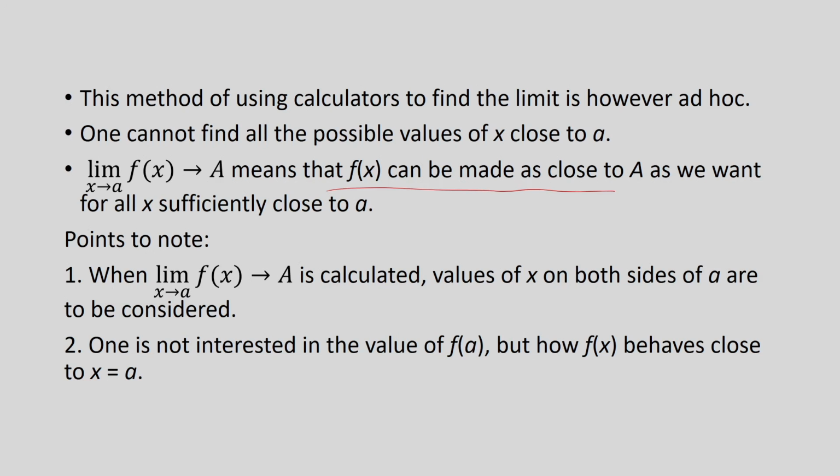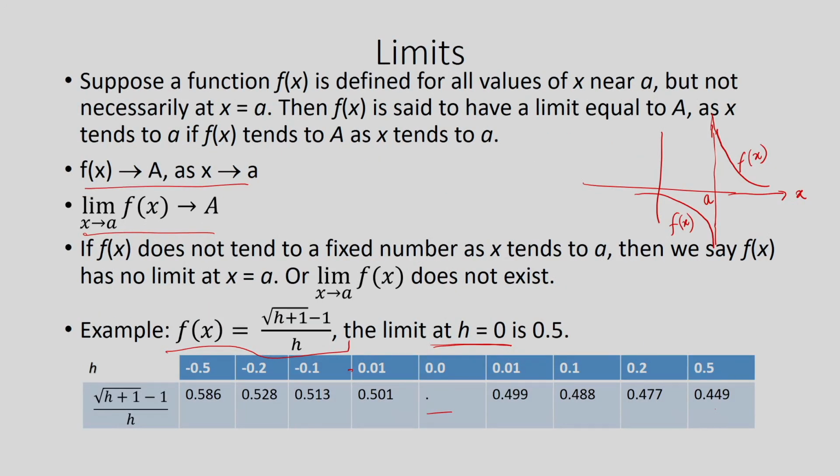Now, two points to note here. One is, firstly, when we say that the limit is capital A, when it is calculated, the values of x on both sides of a are to be considered, just as we have done before. Here we are approaching the value 0 from the left hand side here and from the right hand side here, right, from the negative and from the positive we are approaching the value 0.